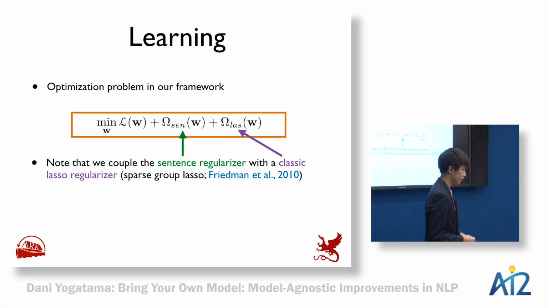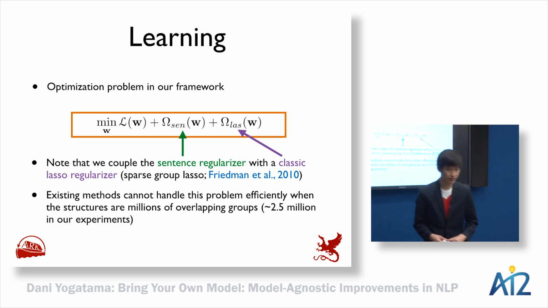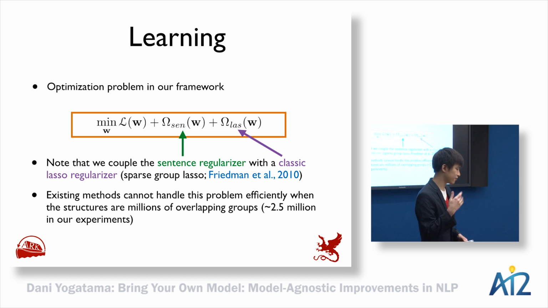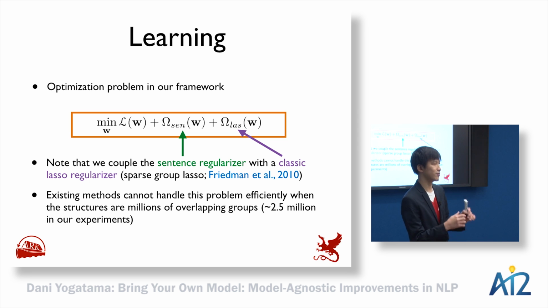And the problem is that existing methods to solve group lasso problems fail to do it efficiently when the structure that we have is millions of groups and they overlap heavily. If it's a lot of groups and they don't overlap, it's not easy, but there is an efficient optimization method for that. If they overlap, but only a small number of groups, that's also fine. But when we have a lot of overlapping groups, it's not easy.